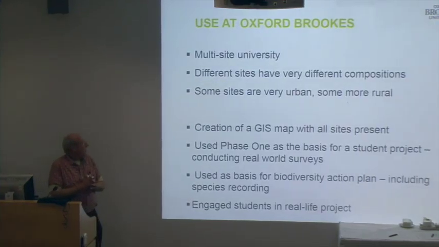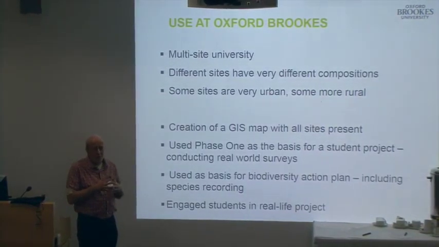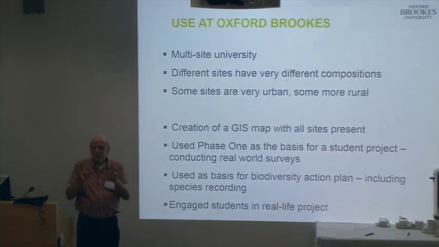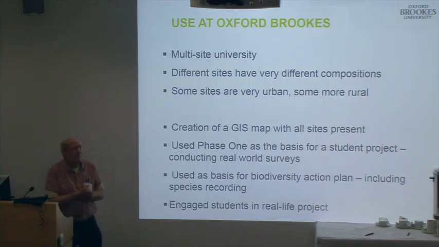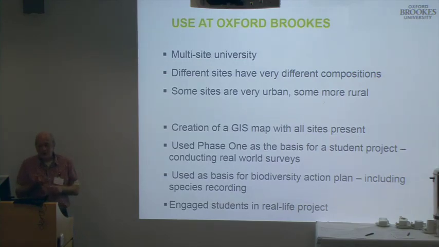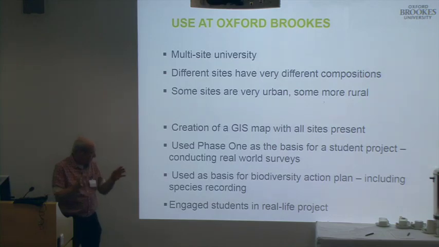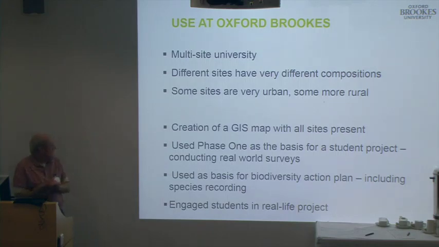And we've used this at Oxford Brookes. We've got about 5 campuses, depending how you decide to split them up, depending on roads and the like. Each of the sites has a different composition, varying from very urban to rural sites. As part of our biodiversity strategy, we've done our baseline mapping of what we've got on our campuses already. And we did this using students.